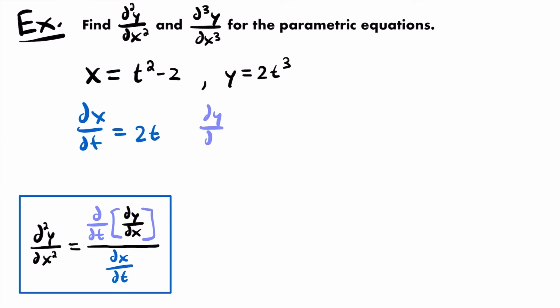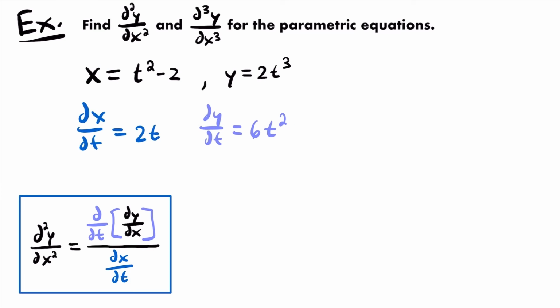And then dy/dt will be equal to the derivative of 2t cubed. Once again, we want to use the power rule for derivatives here. We'll multiply that exponent down. So 2 times 3 is 6. So we'll have 6 times t to the power of 3 minus 1. And that will be 2. So we have 6t squared as our derivative, dy/dt.